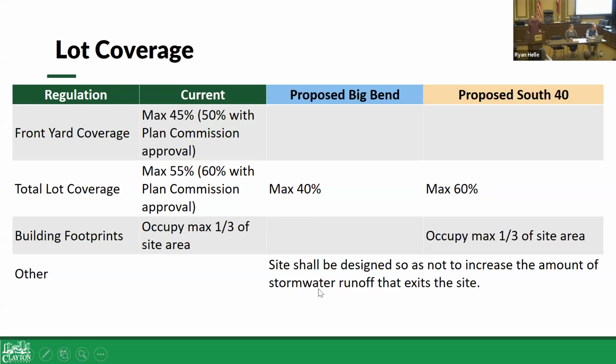We also have a very specific provision in here that the site shall be designed so as not to increase the amount of stormwater runoff that exits the site. So the engineers would have to prove that out every time a site plan application or building permit was received. That's something MSD looks at as well. We want to make sure that they'll have to study how much water is currently leaving the site and make sure that when all these improvements are finished, that number is not increased. So that's very specific in the draft ordinance.